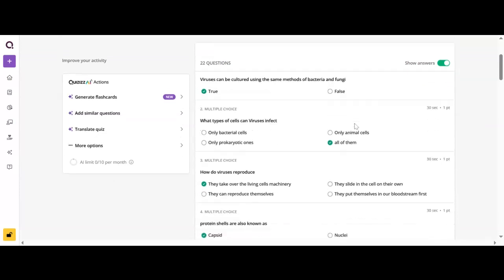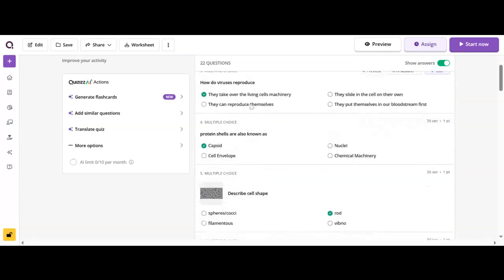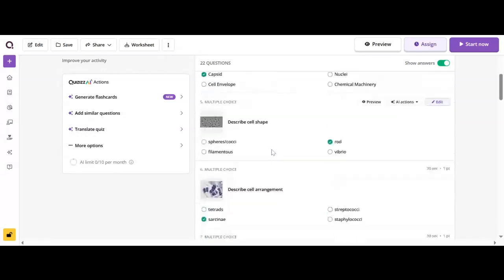What type of cell can viruses infect? It's actually all of them. How do viruses reproduce? They take over the living cell's machinery. Protein shells are also known as capsid.